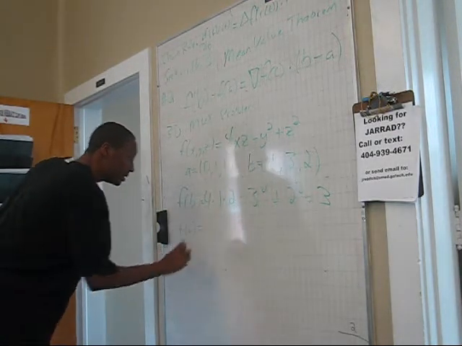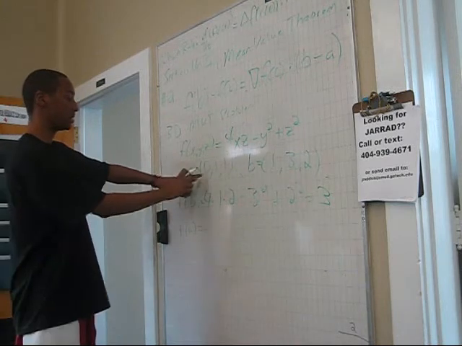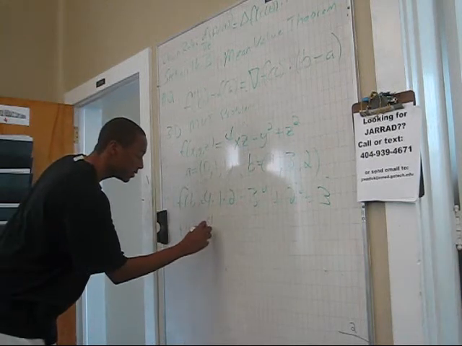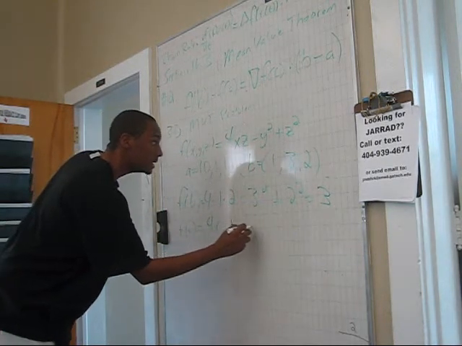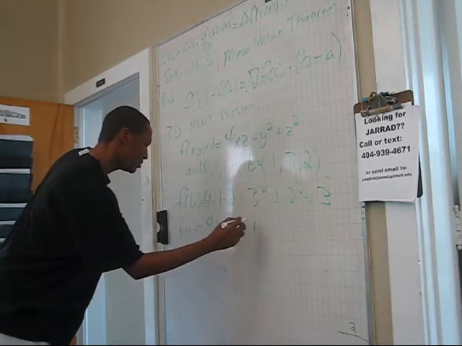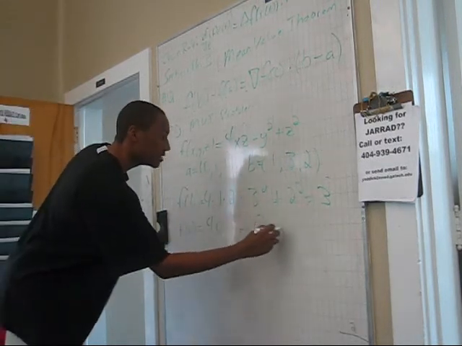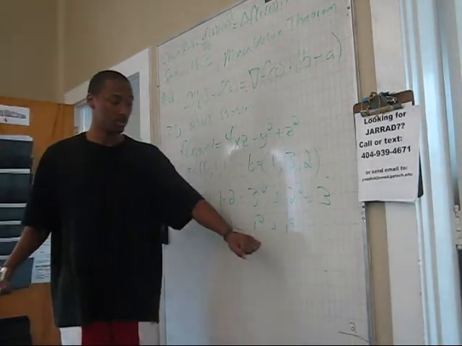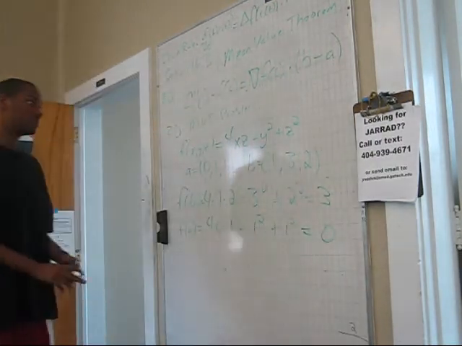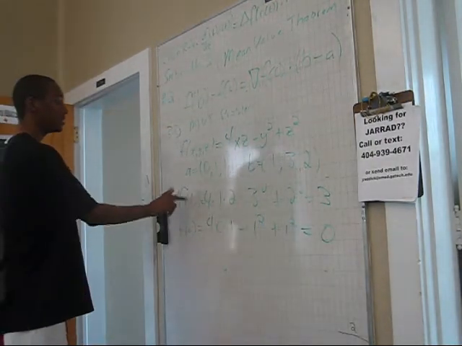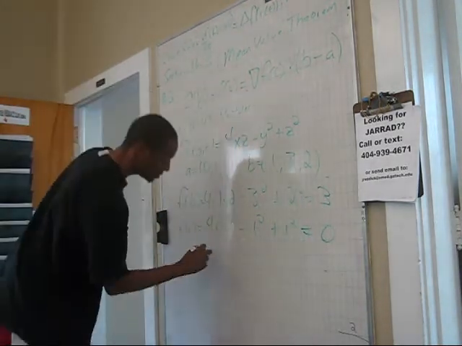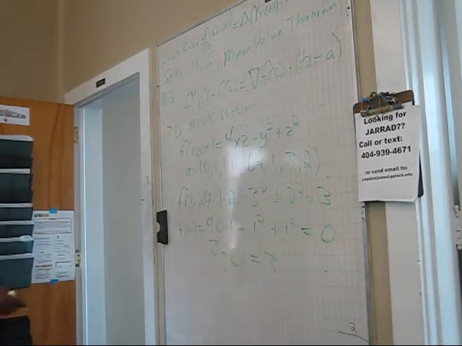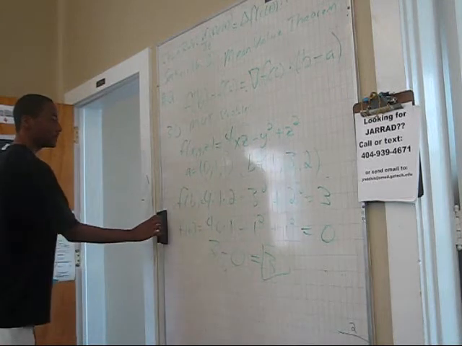F of a equals the same thing, except you plug in 0 for x, 1 for y, and 1 for z. So that's 4 times 0 times 1 minus 1 squared plus 1 squared. And that is 0 minus 1 plus 1 is 0. So f of b minus f of a is 3 minus 0, which equals 3. Okay? That's the first step of the problem.